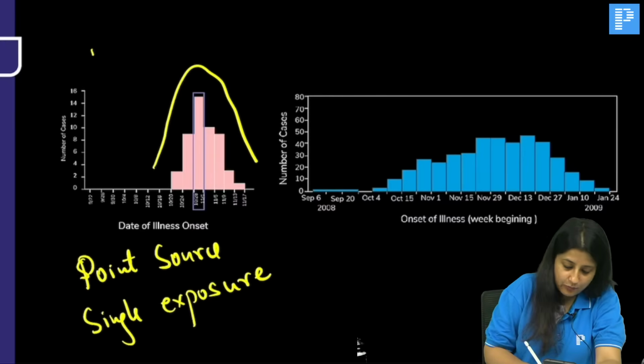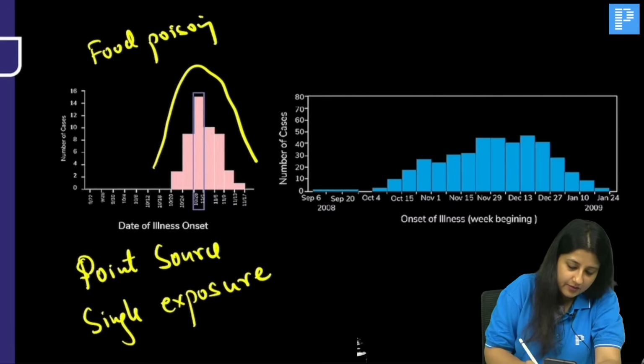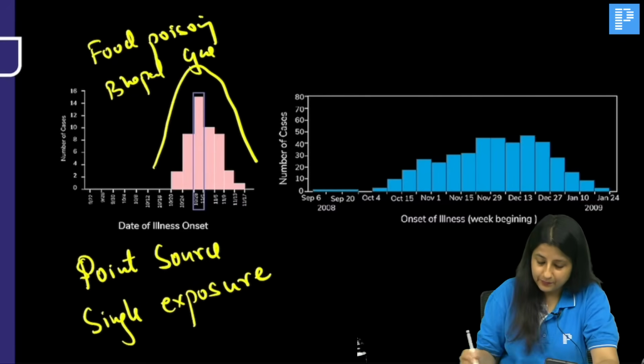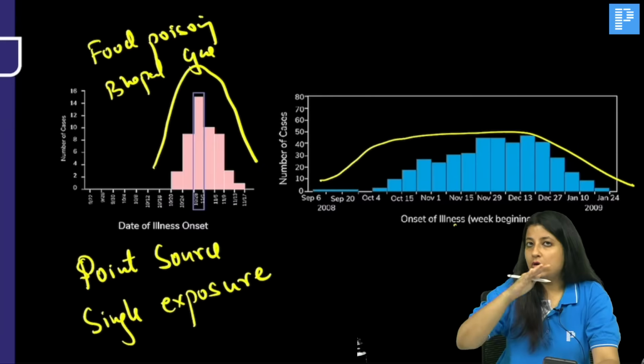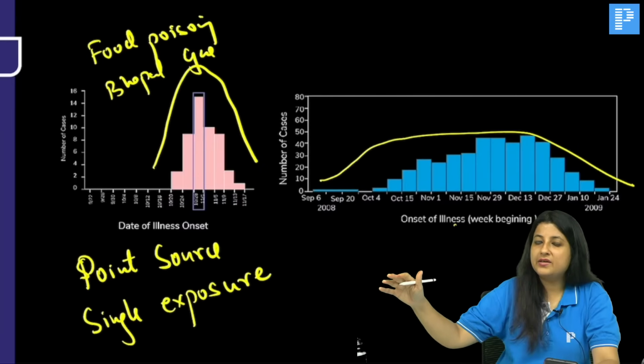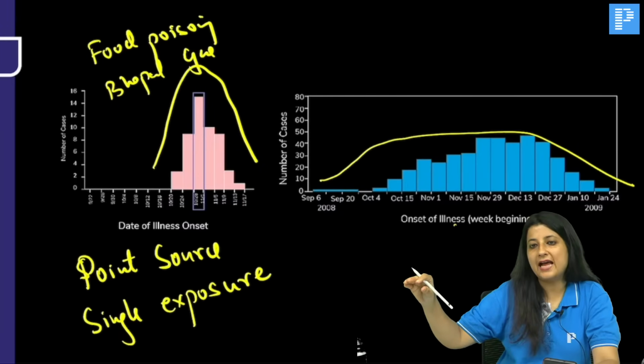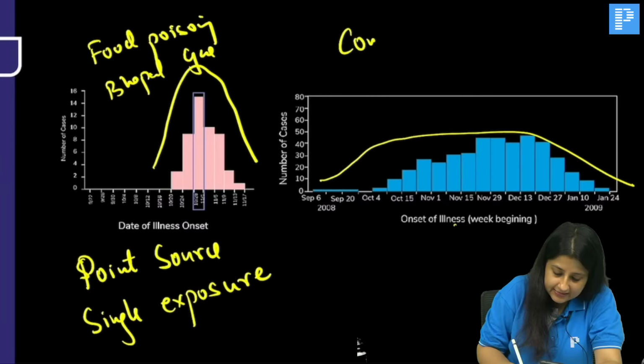Food poisoning, Bhopal gas tragedy. All right, I'll just write the examples along with it. Food poisoning, Bhopal gas tragedy, any tragedy. Okay. This one, slow rise, slow fall, prolonged cases occur over multiple incubation periods, prolonged plateau phase. This is common source continuous exposure.